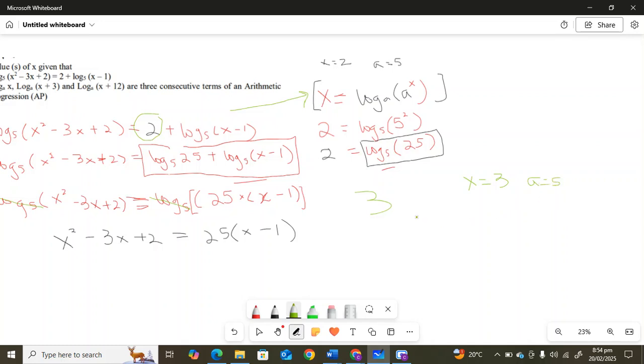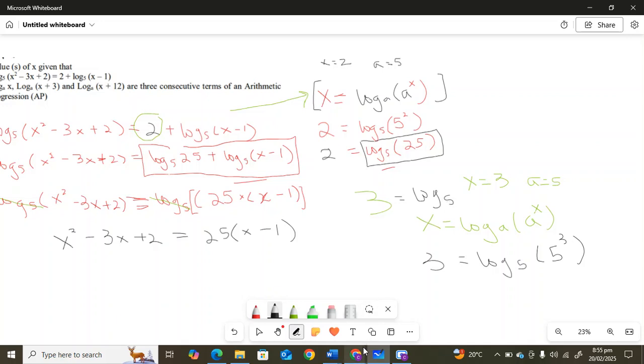So we're going to do x equals log a to the power x. In this case, our x is 3, our a is 5, so 3 equals log 5, 5 to the power 3. Where there's a, replace it with 5, and where there's x, replace it with 3. We're trying to convert 3 into log 5.